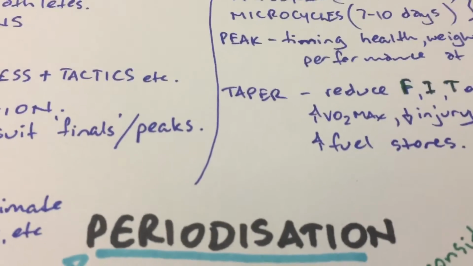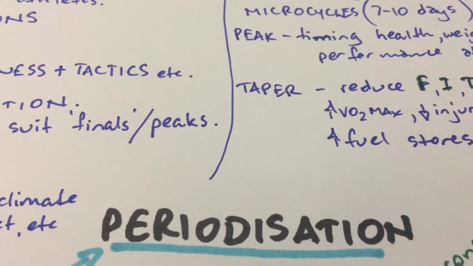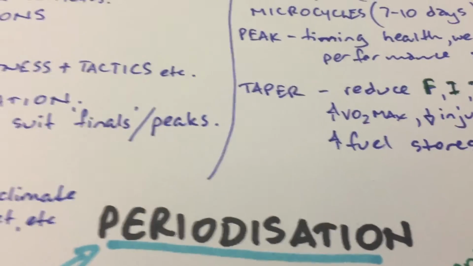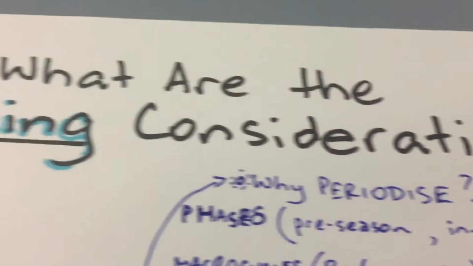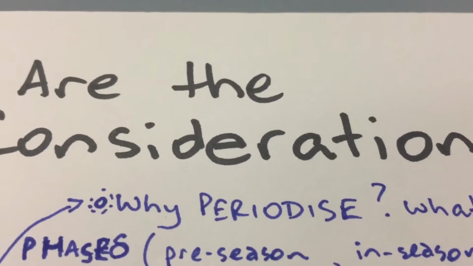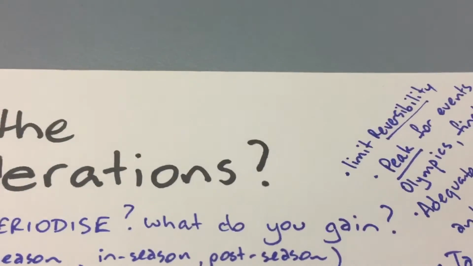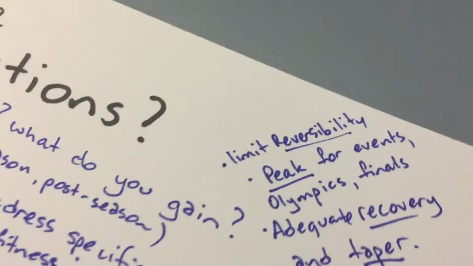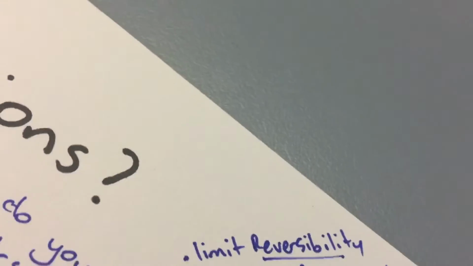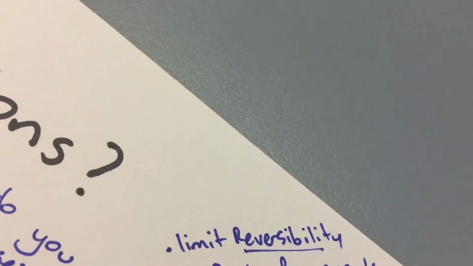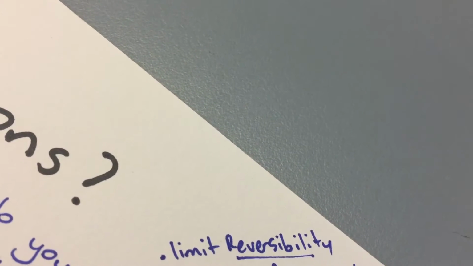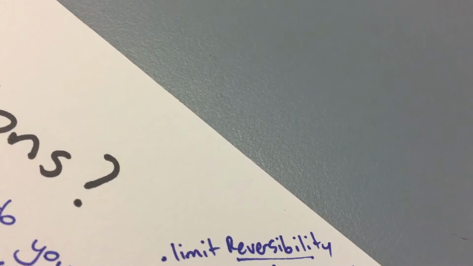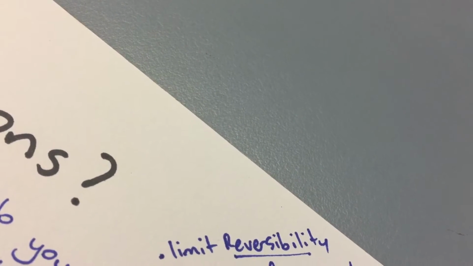Okay, we move on now to periodization, and you've got various graphs about this. So the first question I've asked is, why periodize? What does it allow us to do? What do you gain? So dividing our training year up does a few things. It limits reversibility because we are going to keep training during the off season. We don't just train and then do the finals and then do nothing.